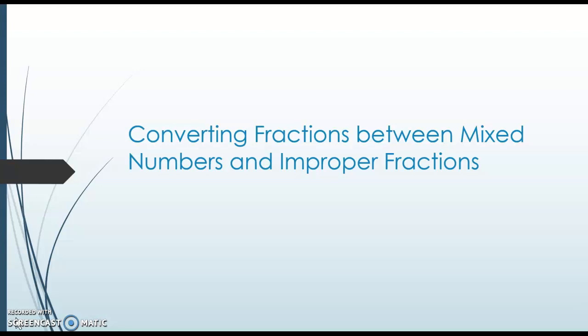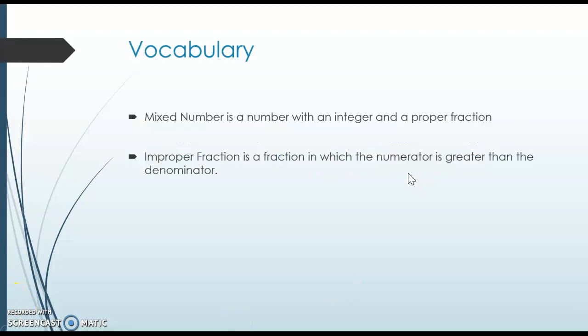So what is a mixed number? A mixed number is a number with an integer and a proper fraction. A proper fraction is where the numerator is less than the denominator. So a mixed number would be like 3 2/3 or 10 1/18. Anything where we've got a whole number with a proper fraction, that's a mixed number.